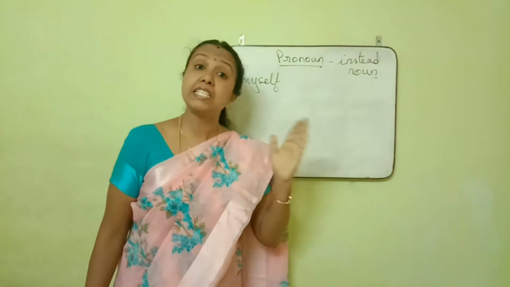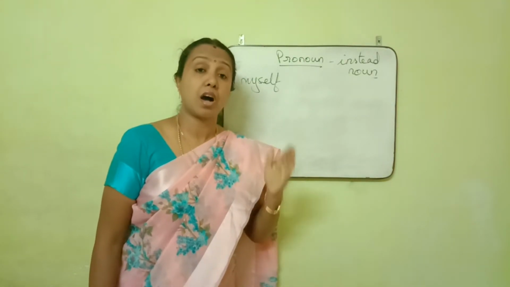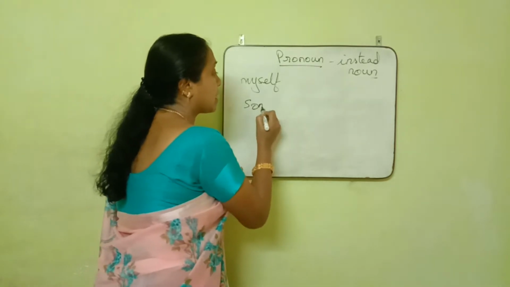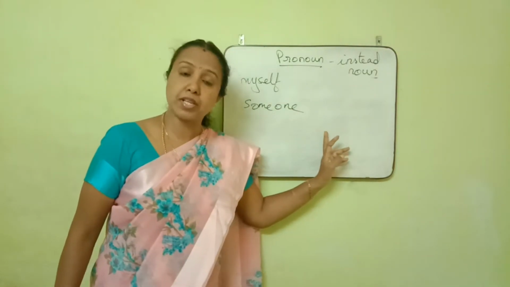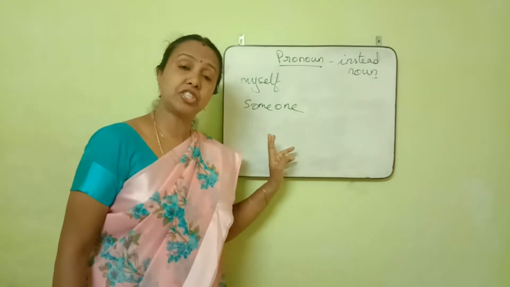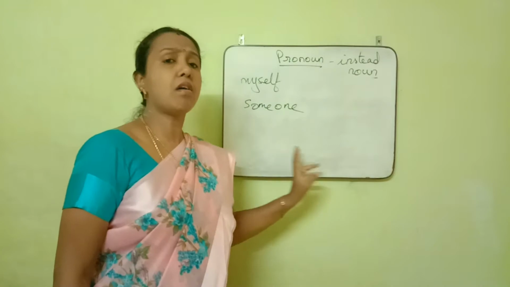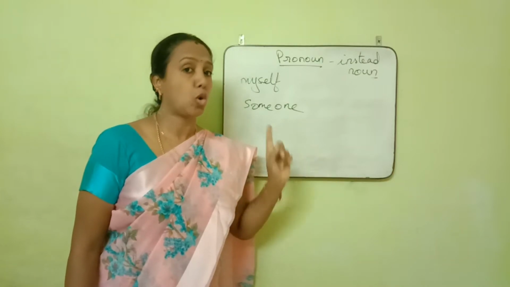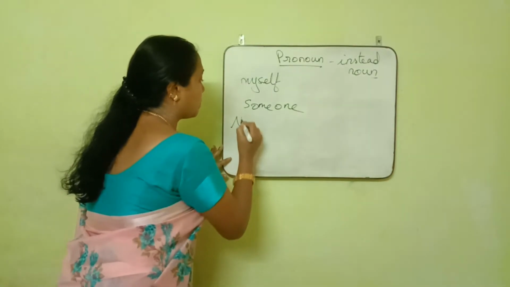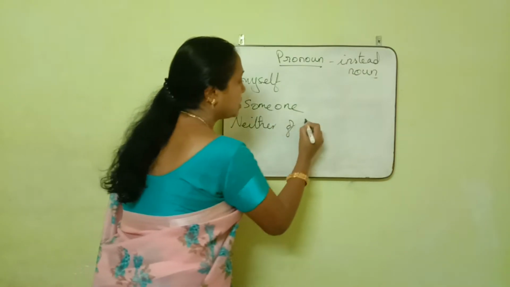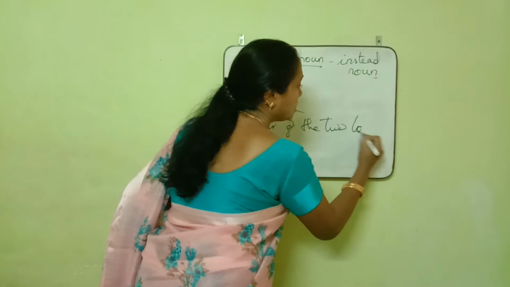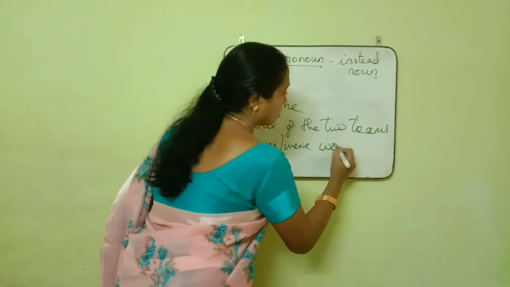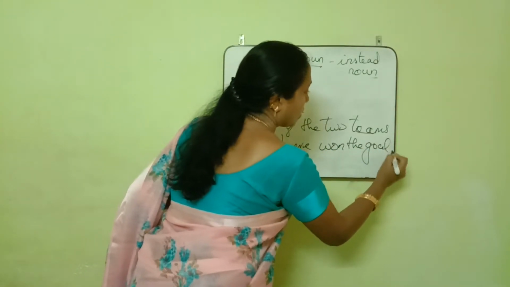Next one is the indefinite pronouns. Indefinite pronouns are not definite at all, which is not sure at all. For example, someone, anyone, anybody, nobody, every, each, neither, either, these all are indefinite pronouns, and all these pronouns will be only singular. Let me give you an example. Neither of the two teams was aware. Won the match or won the goal.